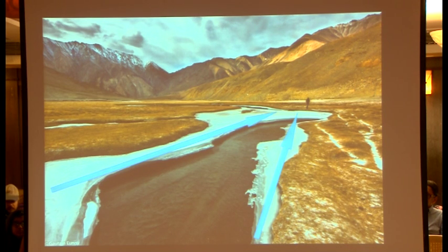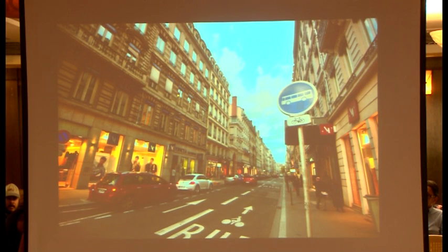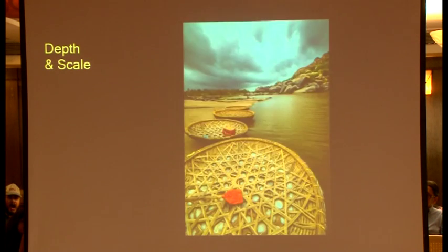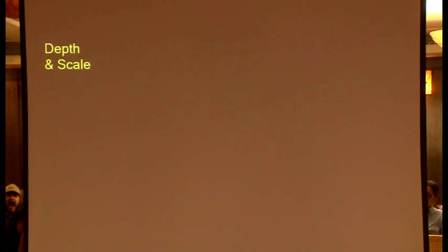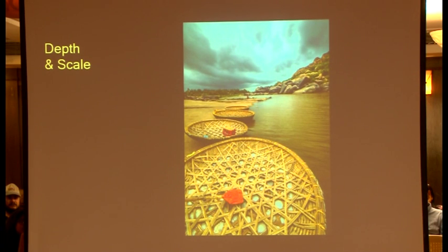Okay. And then gets into the other parts. Very powerful lines, depth and scale. Sometimes you need to place elements at different parts of your image to convey the depth. Here we have a series of these round boats to convey the depth.